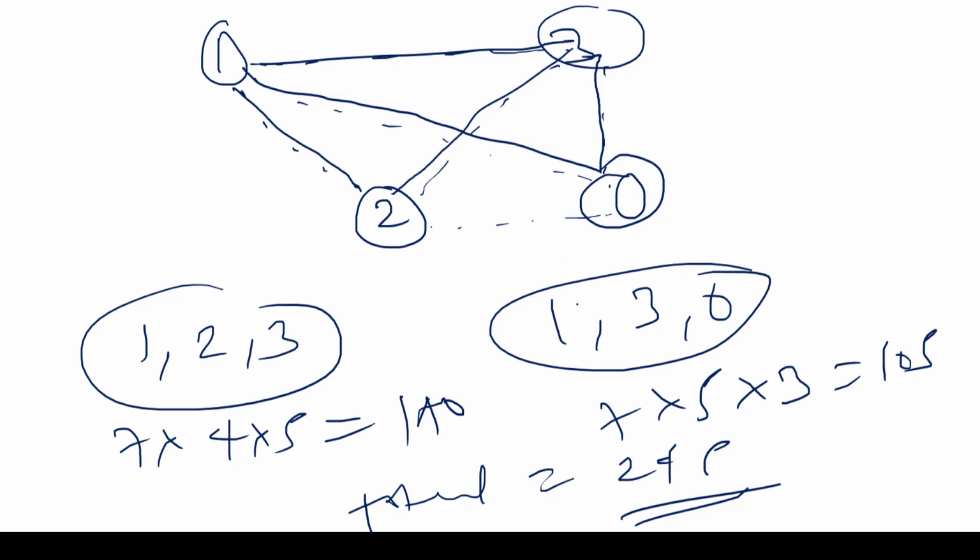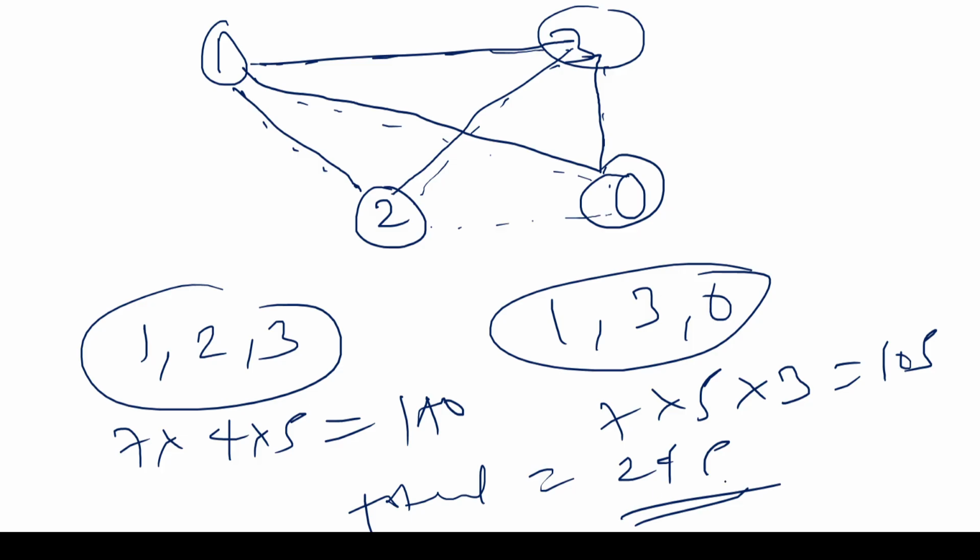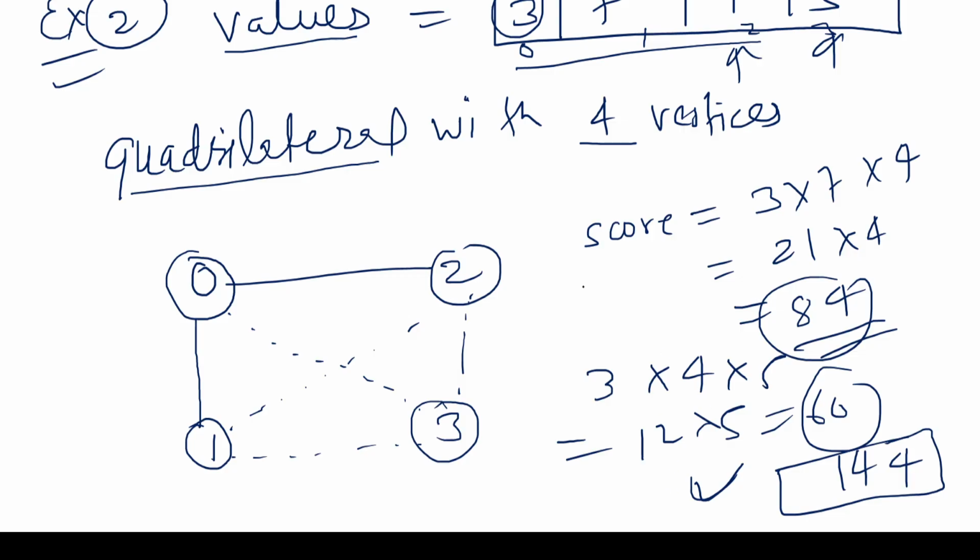So what is the minimum that will come? Let's suppose it was coming 144, but this was coming 245. So this is our minimum. We'll say this is our minimum score, so we'll use this one. Okay, there are many possibilities, I'm trying to say that we have many possibilities that you can find for the maximum score, right?